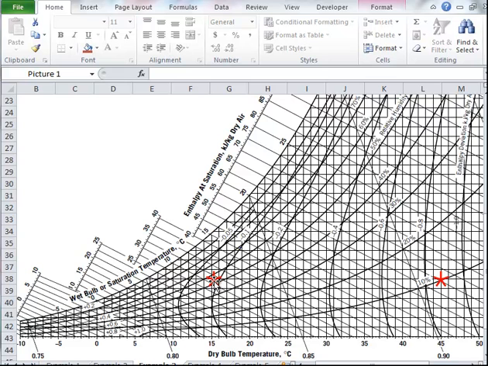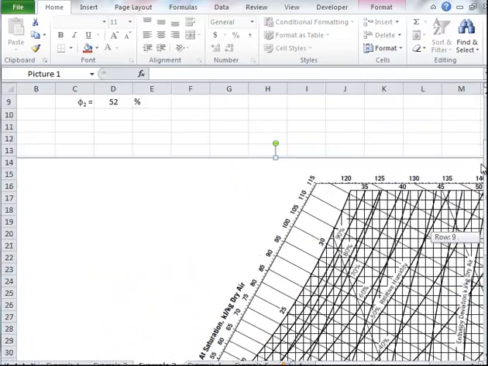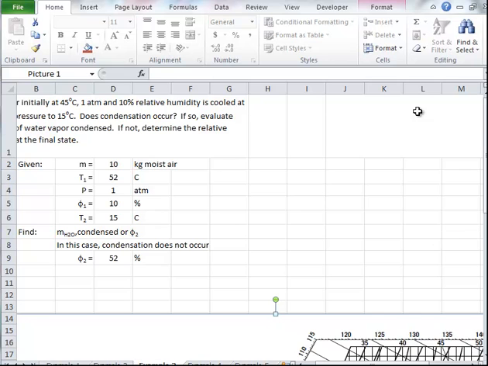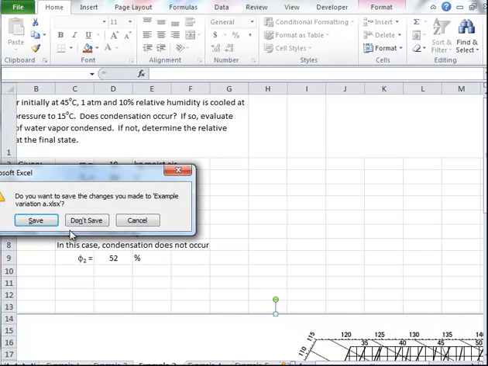But the relative humidity has changed because at this temperature the vapor pressure has decreased. And so the relative humidity that they have asked for here is between 50 and 60, so maybe 53%, 54%. It's a little bit up to your eyes, but no condensation happens, and I can find the relative humidity at the final given state. So let's work a variation on this problem.